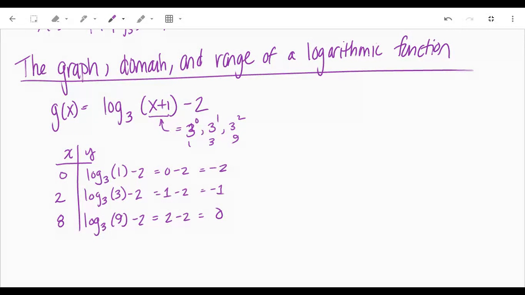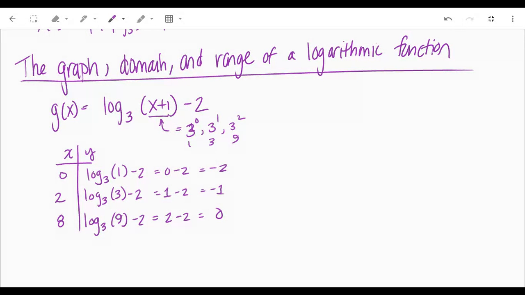Okay, so same idea as before. Since it's base 3, we want to be taking the log of powers of 3. But we just have to keep in mind that we have to do x plus 1 to get there. So we can't just plug in 1, 3, and 9, right? We're going to plug in 0, 2, and 8, knowing that we have to add 1 to it. Okay, so there's your points.